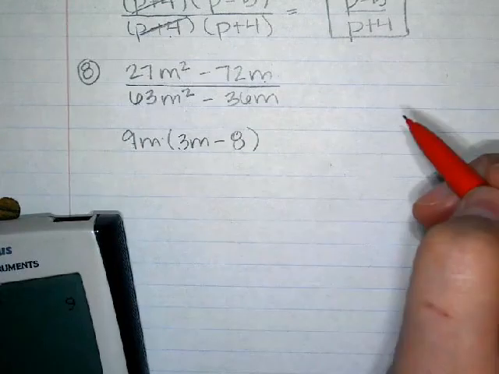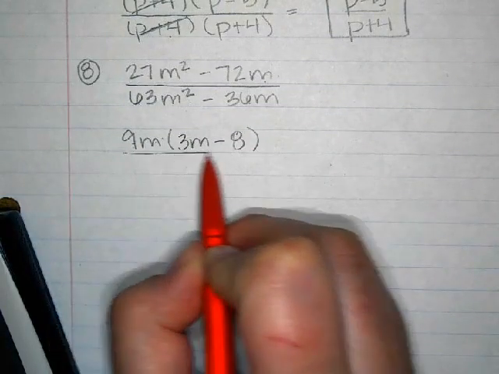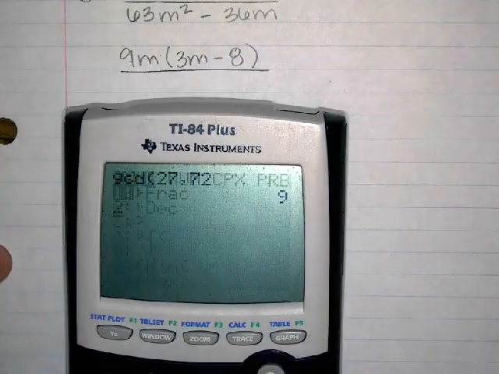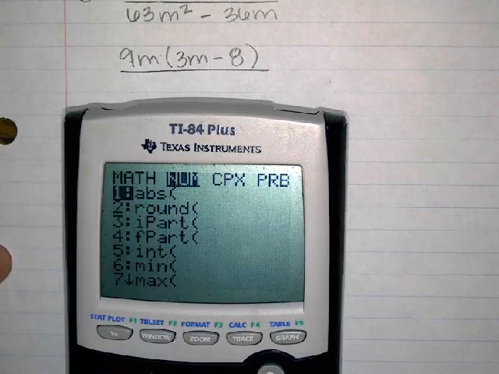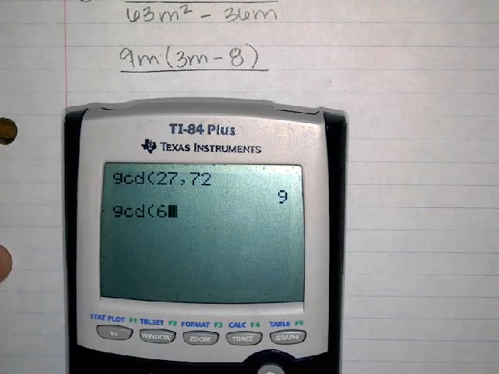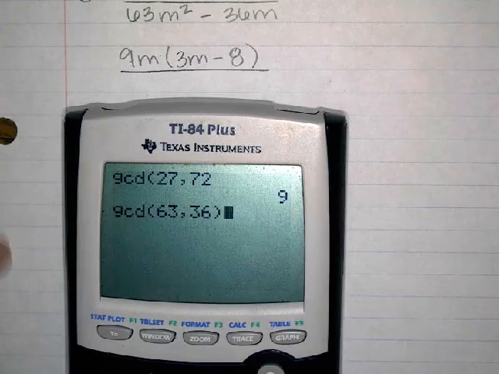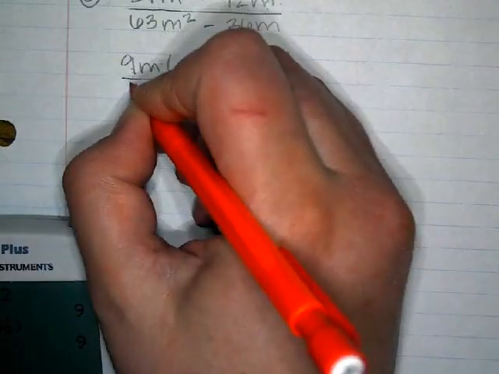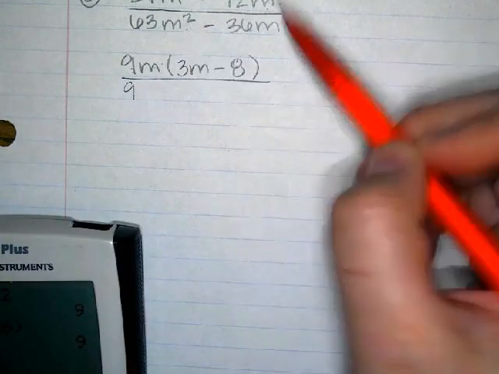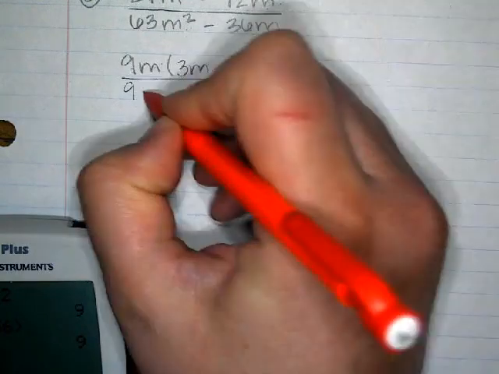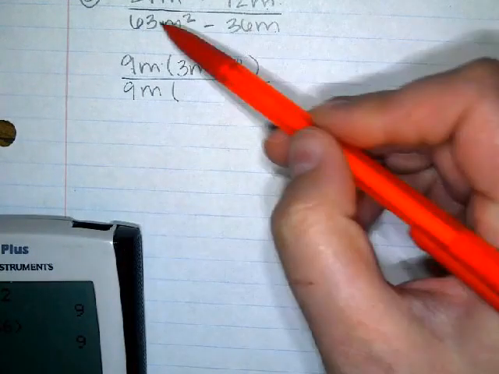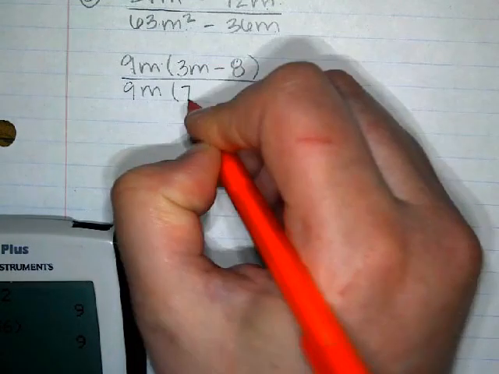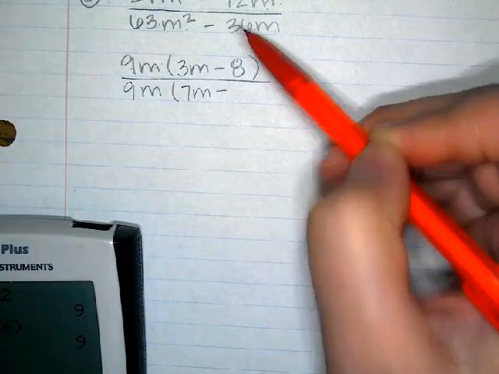On the bottom, we're going to look at the GCF. So we're going to hit Math, go over, click 9, 63, comma 36, and the GCF is 9 again. Okay, 9. What about between m squared and m? We're going to take out an m. Okay. 63 divided by 9, 7. Okay, 7m minus 36 divided by 9, 4. Okay, and we took out the m already.